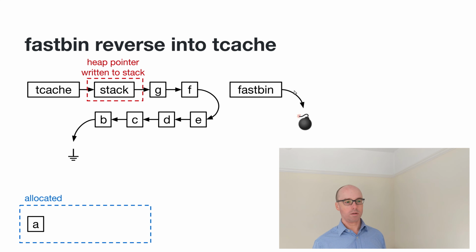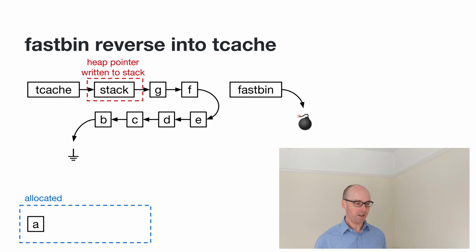Now, the important thing to notice here is that the fastbin now points to an invalid pointer. And so it's really important that at this point we complete the exploit quickly, because we're in a very fragile state where if anybody tries to allocate another chunk of memory from the fastbin, then the program's going to crash. So we've got to get the exploit working quickly now.